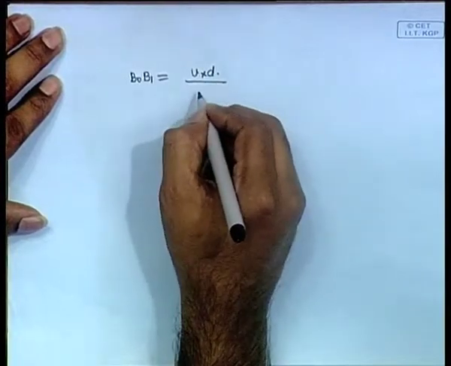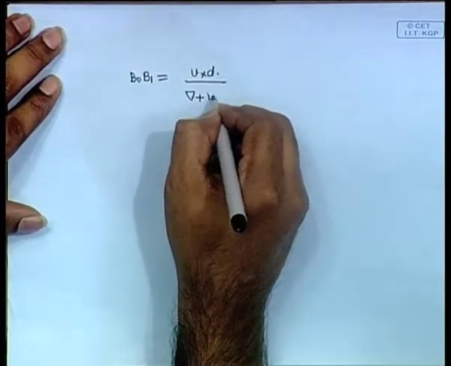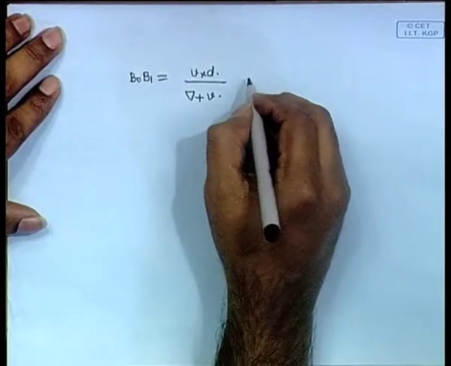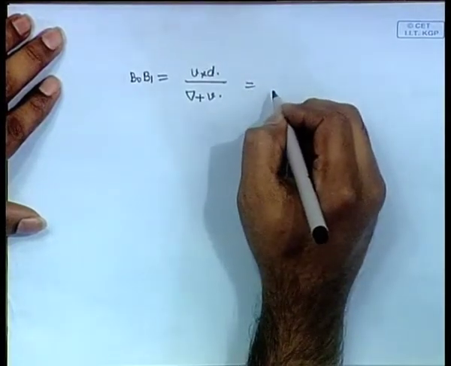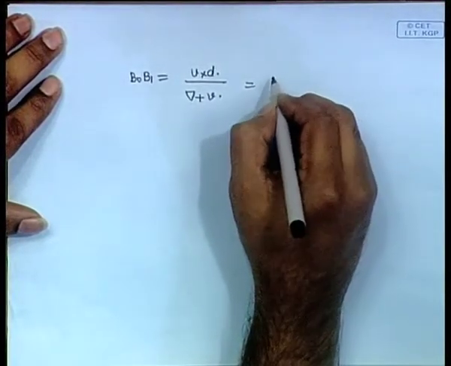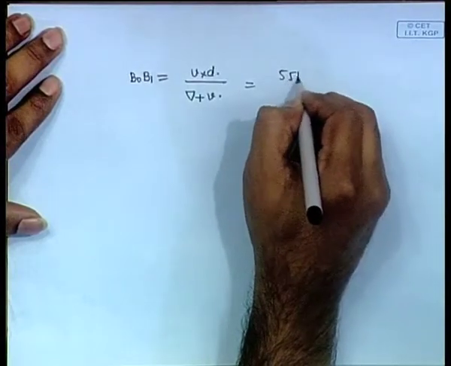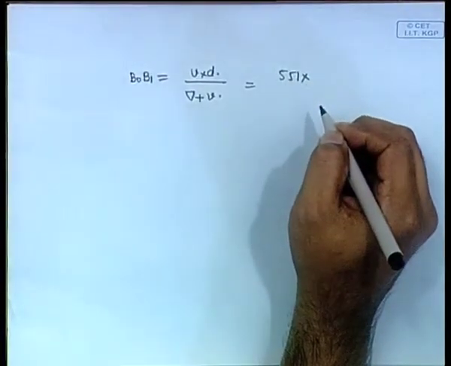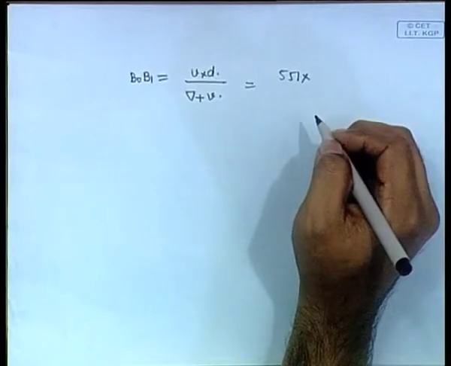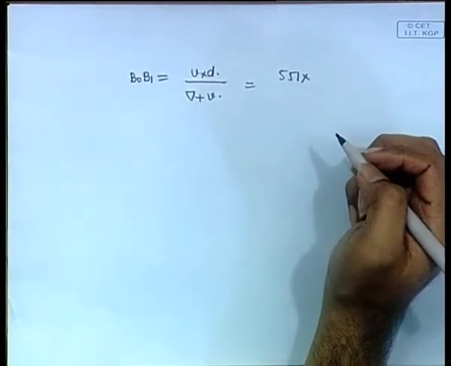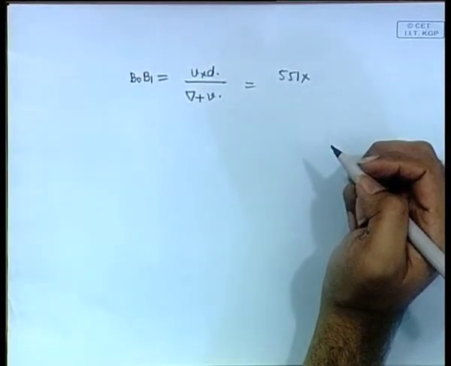V into d by del plus V is equal to... so V is given, and we have to find B0 B1, the distance through which B has shifted.